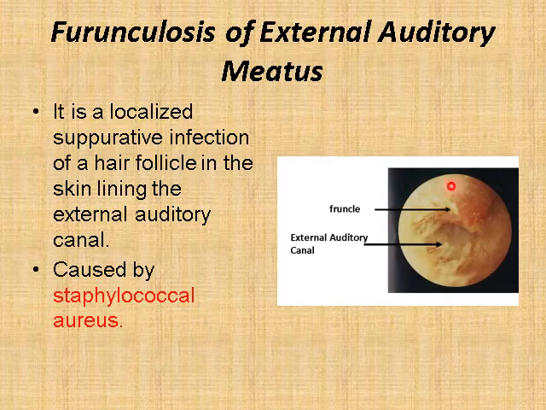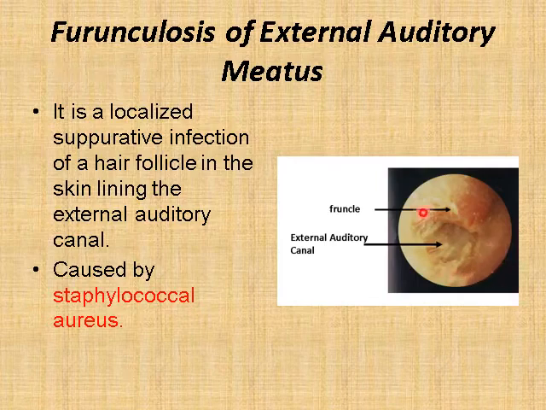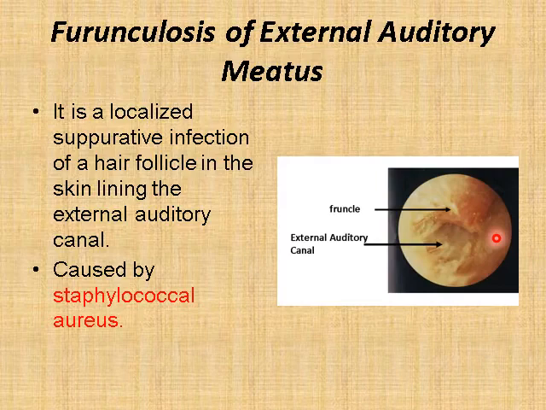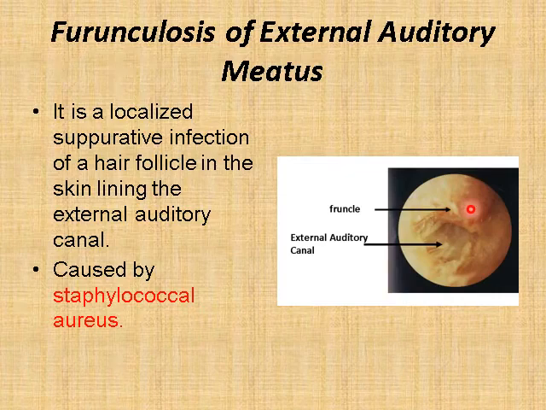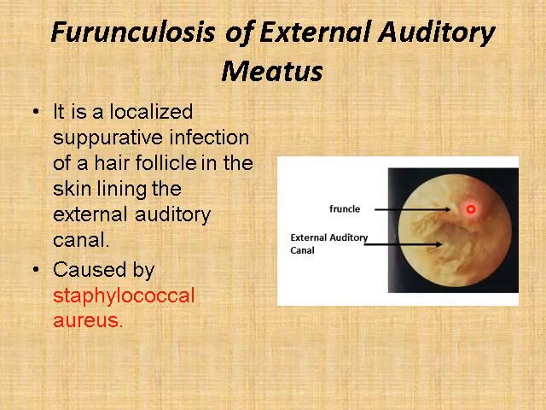It is a suppurative infection of the hair follicle in the external auditory canal. Hair follicle means it will be located in the outer 1/3 or inner 2/3? As we earlier mentioned in the anatomy lecture, the outer 1/3 is the one that has the hair follicles and the sebaceous glands and the ceruminous glands. So furunculosis will always occur in the outer 1/3 of the external auditory canal. The causative organism is Staphylococcus aureus.